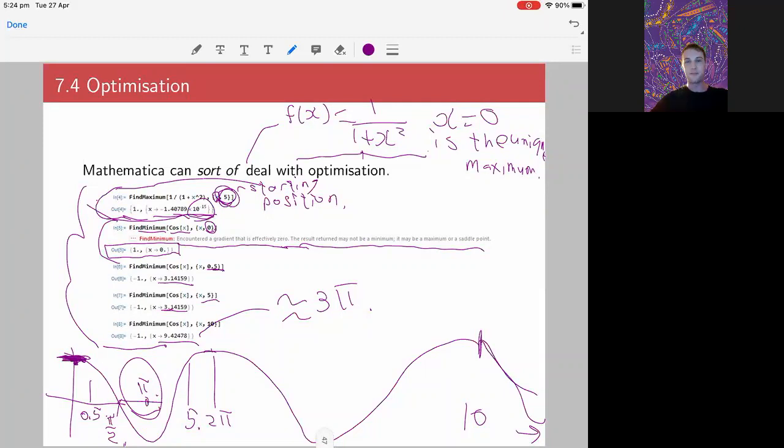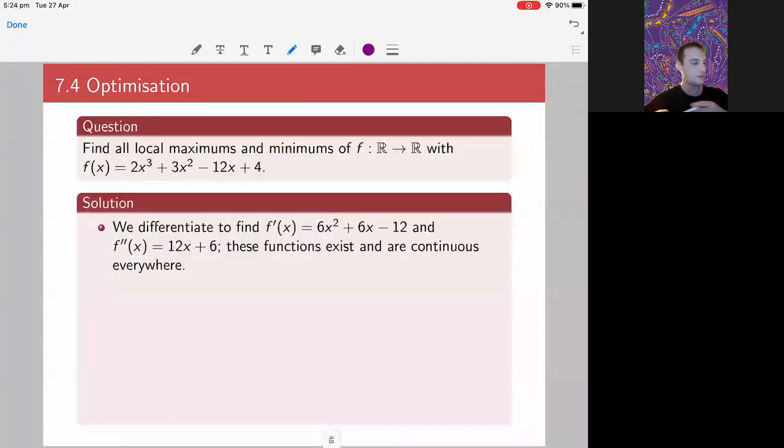Right. Okay. So we've talked briefly about how computers can deal with this. Let's see how we can do this by hand. So I've got a question for you. Consider the function f, which takes as input a real number and as output spits a real number. Let's say the function is given by 2x cubed plus 3x squared minus 12x plus 4. Find all the local maximums, find all the local minimums.